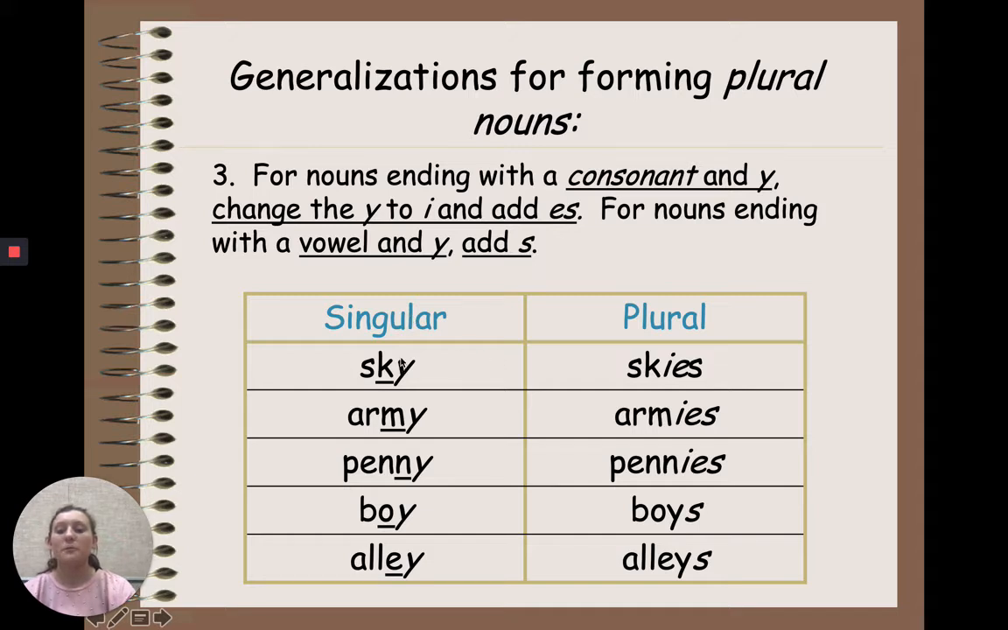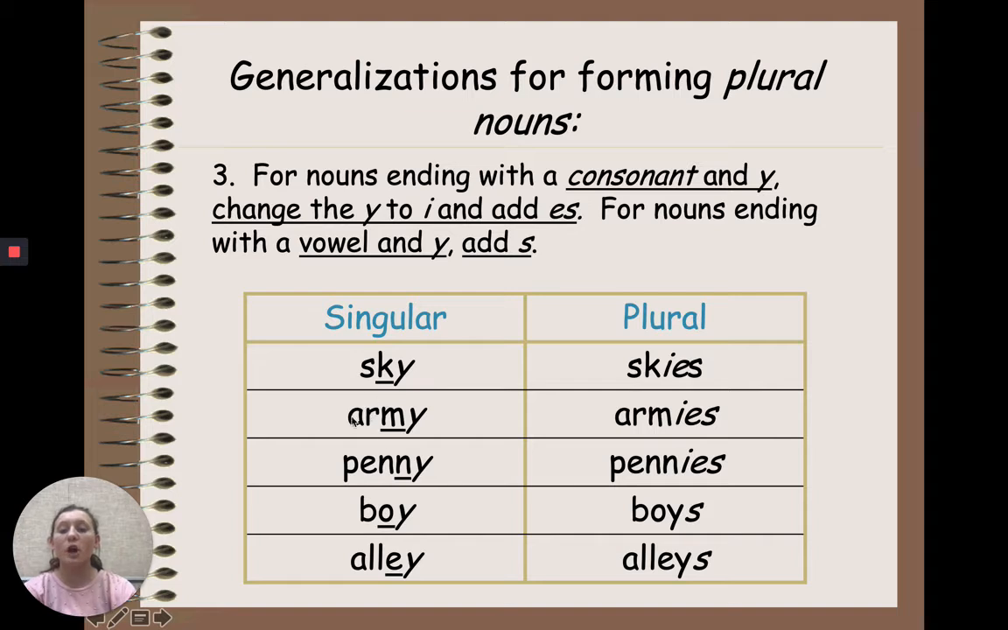So for example, we have the word sky. And in this one, we have the letter K. So we have a consonant, but then it also ends with a Y. So remember, we need to change the Y to an I and add ES. So we go from sky to skies.